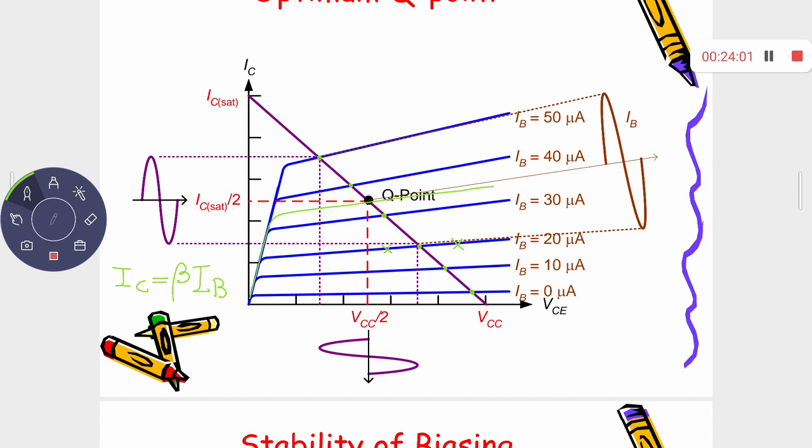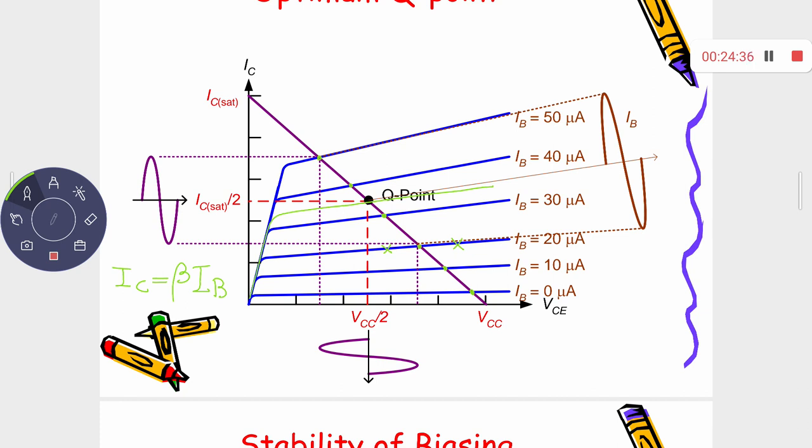And what happens in the saturation region? How to find out the collector current in the saturation region? Suppose the device enters into the saturation region. Then what about the collector current? The collector current is not fixed by beta IB.